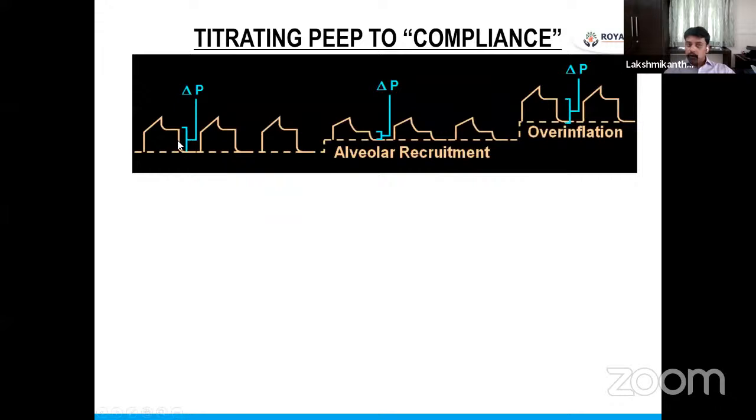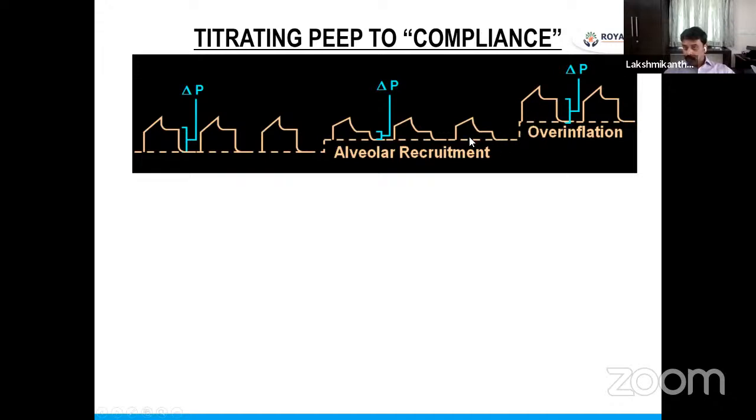This is your pressure time scalar. This is your PEEP. This is your plateau pressure. This is your peak pressure. This is your driving pressure. What you do is increase your PEEP from 5 to 10. If it does not increase your driving pressure or your delta P, see, as in this, your delta P actually comes down and your plateau pressure is maintained. This PEEP is good. It has recruitable lung. So in these patients, you can keep a high PEEP.